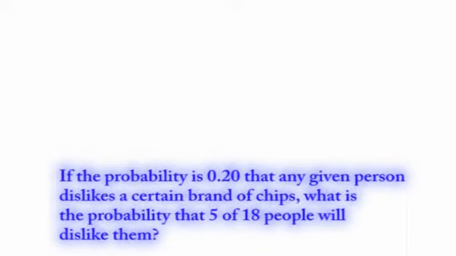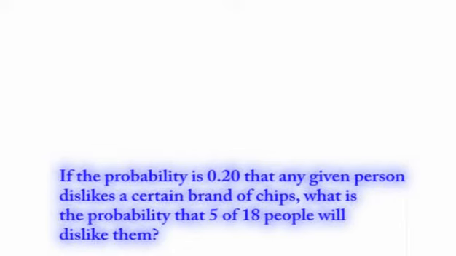Okay, so let's just run through what we know here. There are 18 people that we're sampling, so n is equal to 18. The probability that someone dislikes it in general is 0.2. We're trying to find the probability that 5 of 18 people dislike it, so x is equal to 5. Now, if your table was constructed like the one before, you would just look up these values and you would get the probability that 5 people dislike the chip, and that would be what you did.